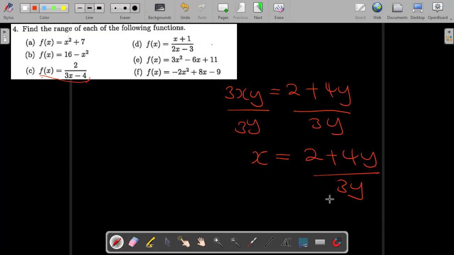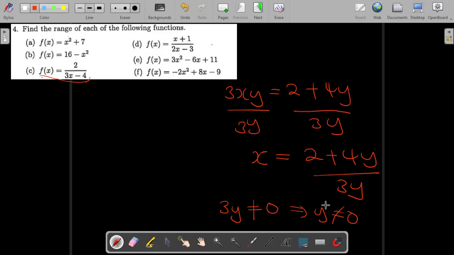So now when I check, here where it's restricted is the bottom. So I demand, or I don't want this 3. Why? I do not want this to be equal to 0, because if this is 0, then this will be undefined. So this implies that y should not equal 0.